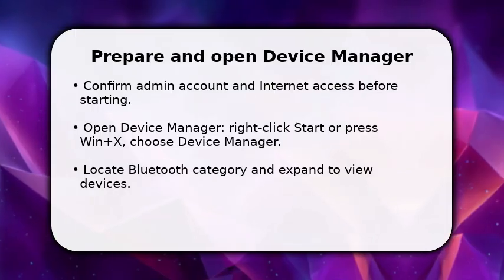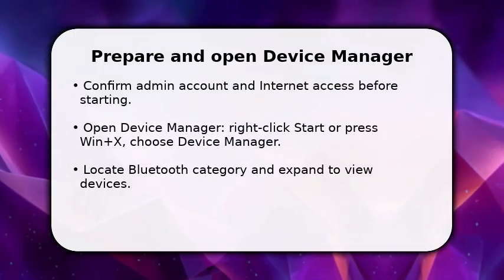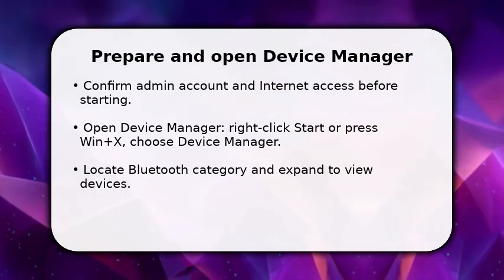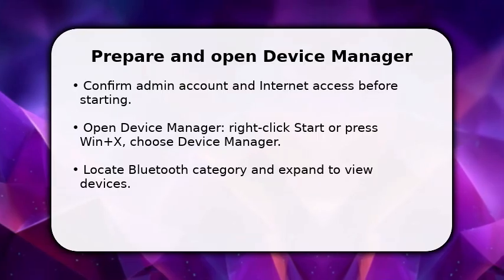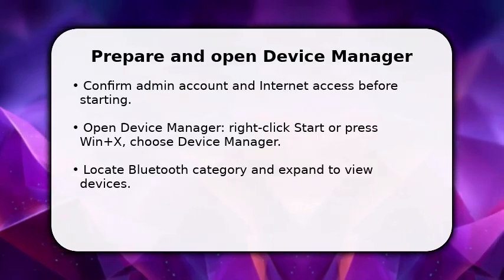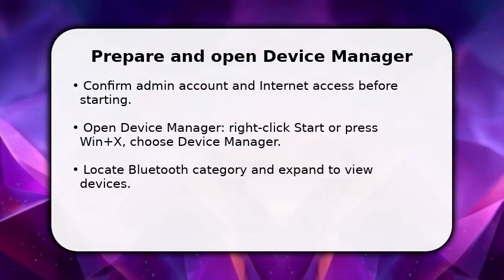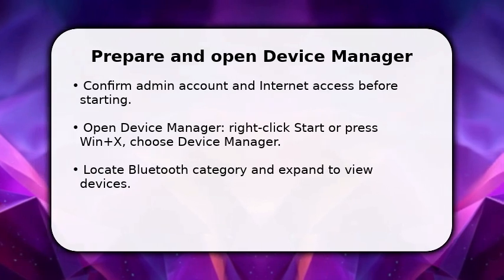Once open, expand the Bluetooth category to reveal the adapter and any paired devices. Note the exact adapter name. If you don't see Bluetooth, check View, Show Hidden Devices and quickly scan for unknown entries so you can act on the correct device next.